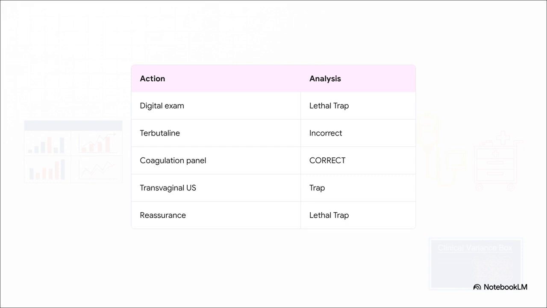Choice C, evaluating a coagulation panel, is exactly the correct answer. You are mandated to do an immediate assessment for DIC to intercept that systemic release of tissue factor. Choice D, an isolated transvaginal ultrasound, is a classic trap. Sure, it's highly sensitive for previa, but in a severe abruption, clinical stabilization and checking for consumptive coagulopathy take absolute precedence. And finally, choice E, reassurance and discharge, is a fatal error. This patient is at imminent risk of hemorrhagic shock.